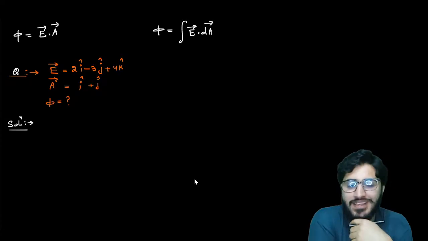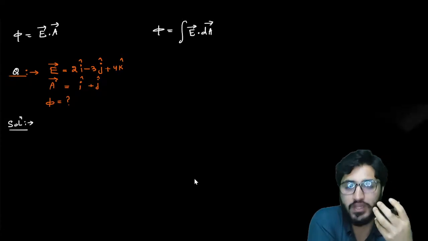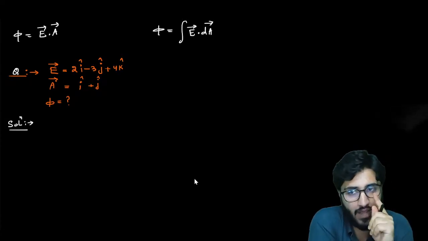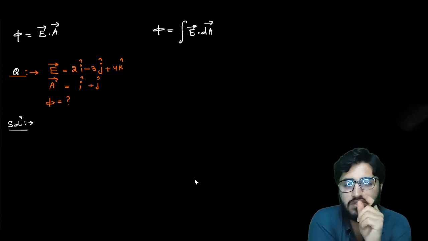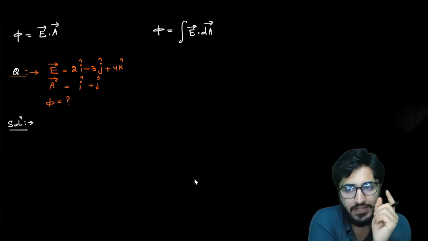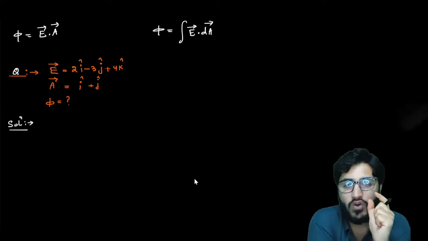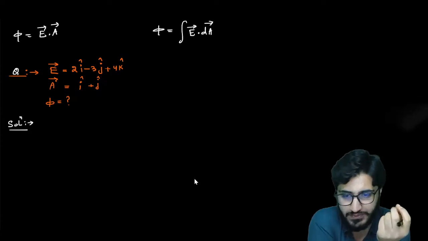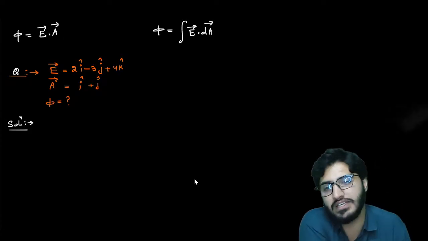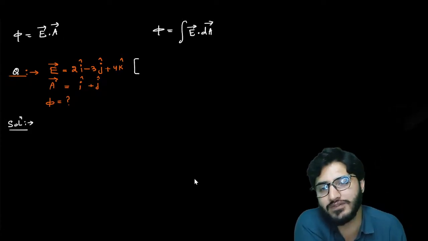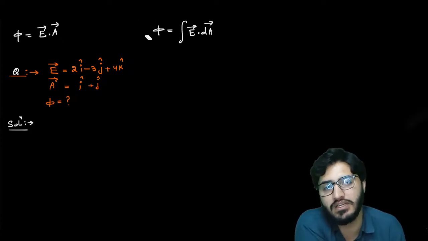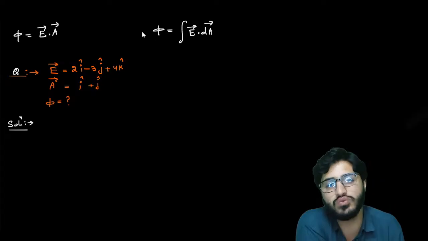Okay, how can we proceed with the numericals now? Look, we first have to see E and A. Both are given to us in i j k coordinates, that means in vector form. And you can see that E is constant, there is no dependency. If there is no dependency, I can use the formula.